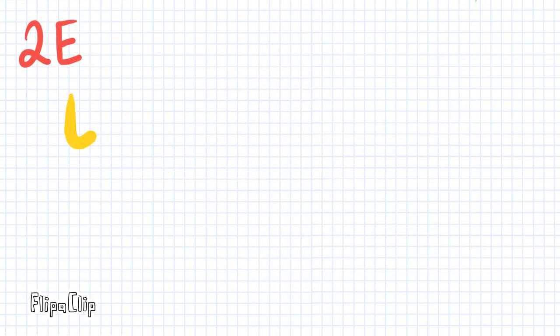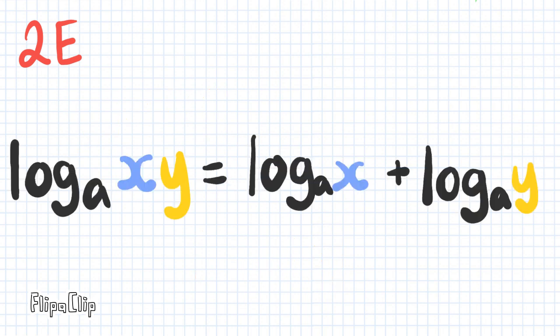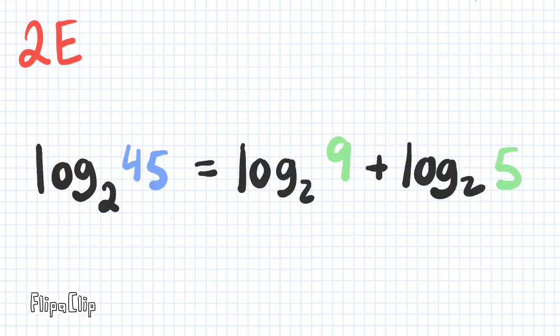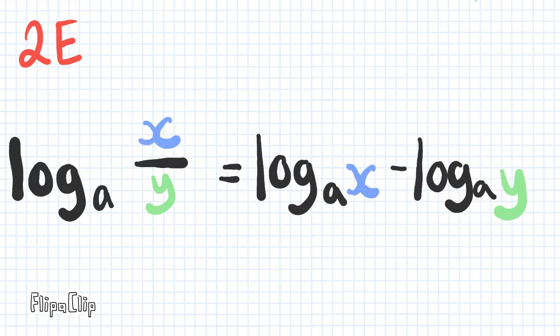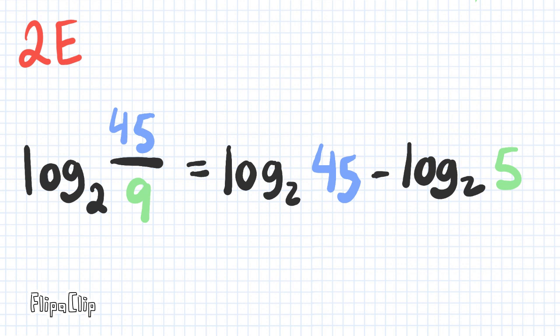Many of the laws of logarithms are similar to the laws of exponents, and for the same reasons. The log of a product, two things multiplied, is the same as the sum of the logs. For example, log 2 of 45 is the same as log 2 of 9 plus log 2 of 5. The logarithm of a quotient, two things divided, is the same as the difference of the logs. We can use the previous example for multiplication to prove the division one too.